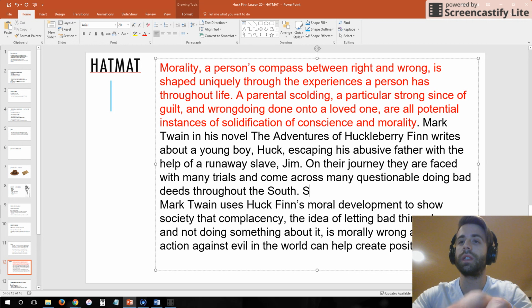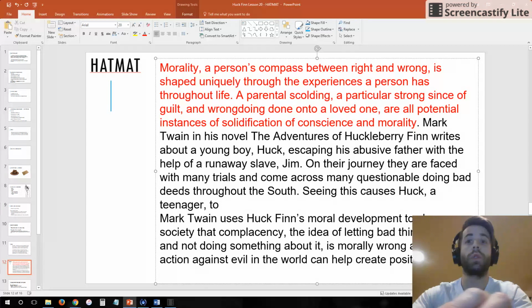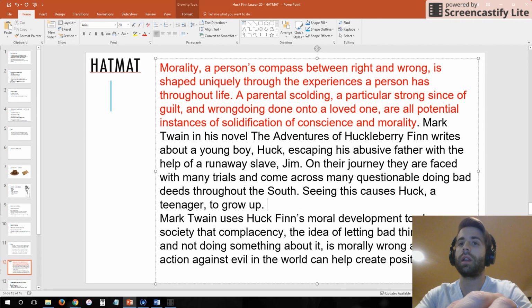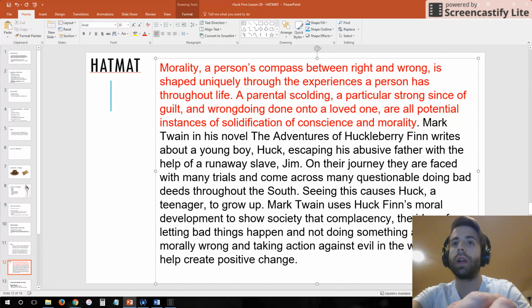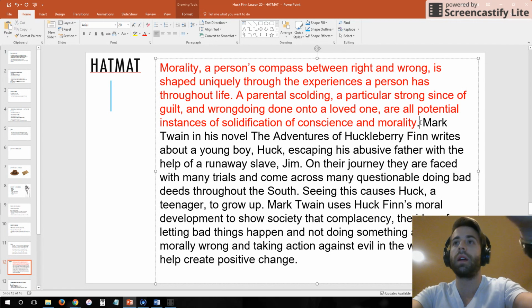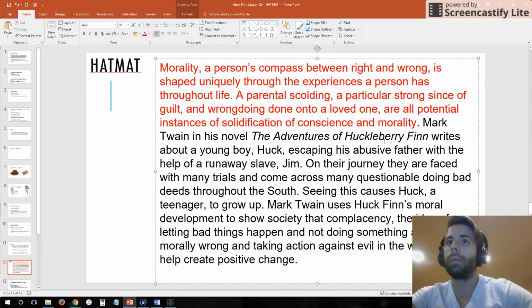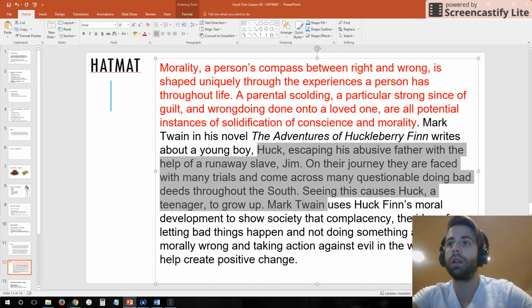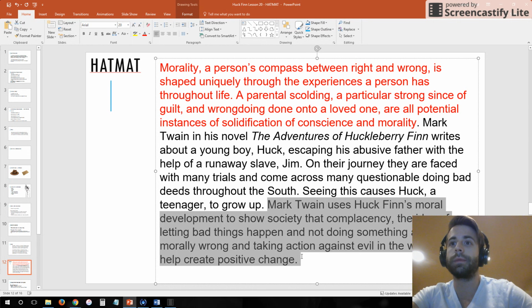I can even go a little bit further. Seeing this causes Huck, a teenager, to learn to grow up. How's that? And then I can connect this idea of growing up to developing morally. And there we go. I've got my hook, large, broad statement. I've got my author, my title, which should be italicized. I've got my brief summary, and then I've got my thesis.